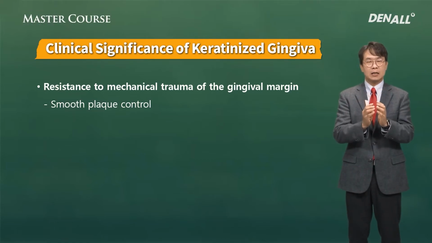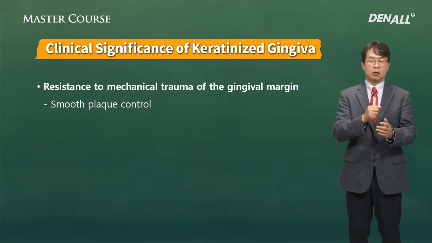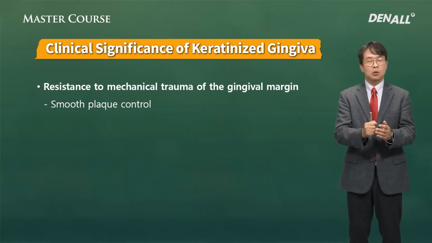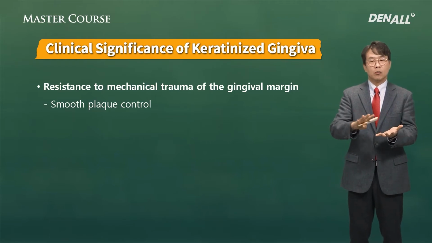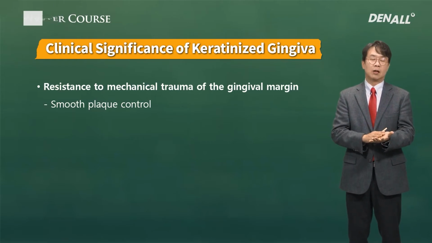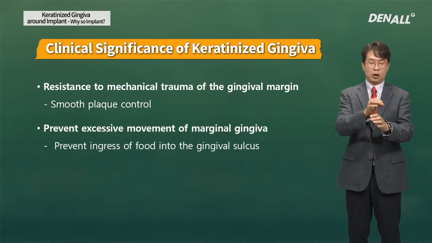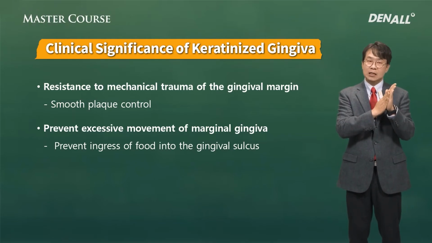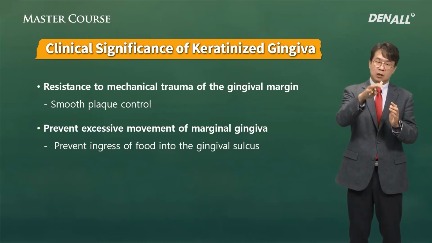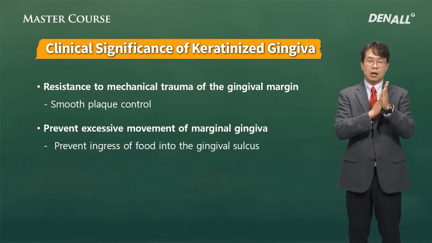So around implants, the clinical significance of keratinized gingiva, as I said before, it can give resistance to mechanical trauma. Simply put, brushing. So there is less mobile tissue and smoother cleaning can be done with less mobility. It can prevent excessive movement of marginal gingiva. The sealing remains, it's not broken. It prevents ingress of food into the gingival sulcus.